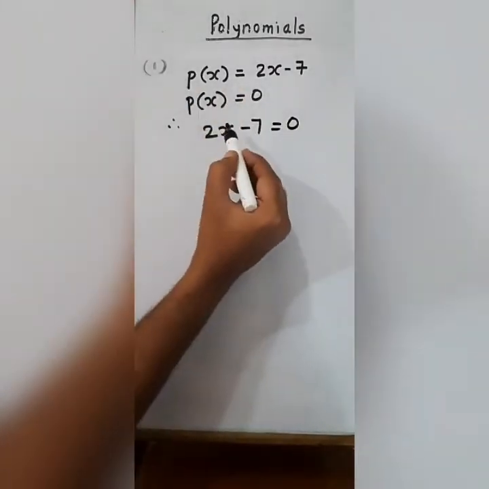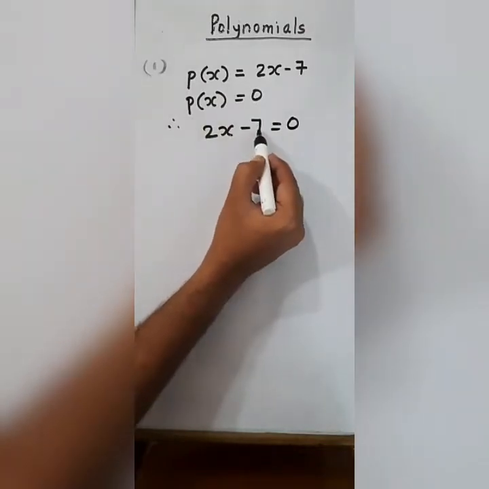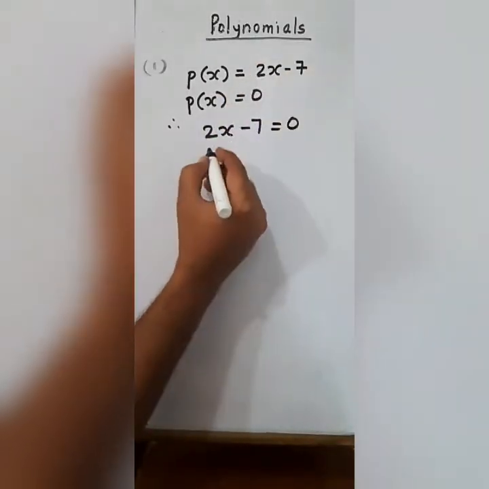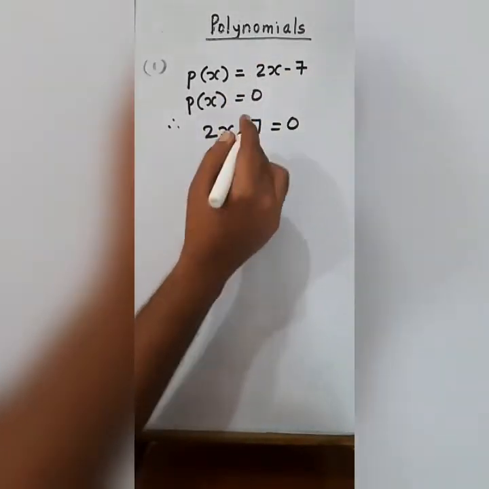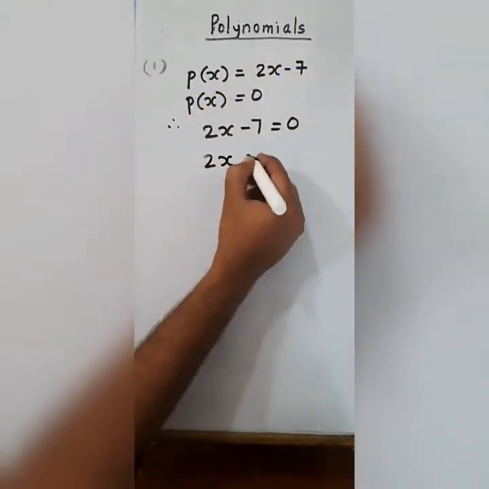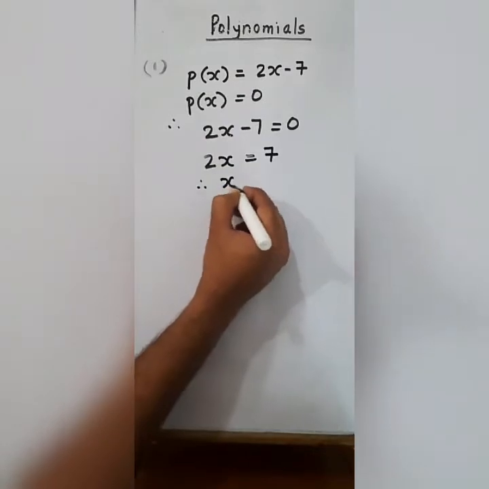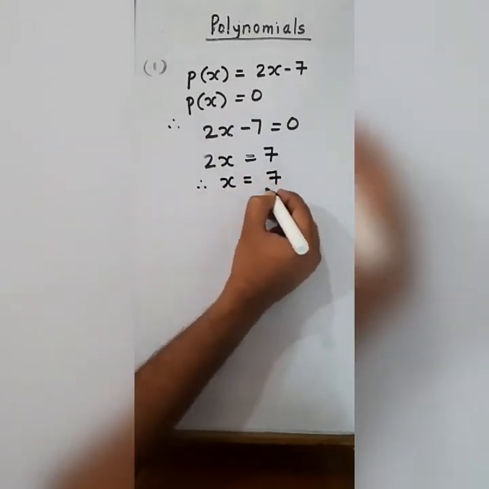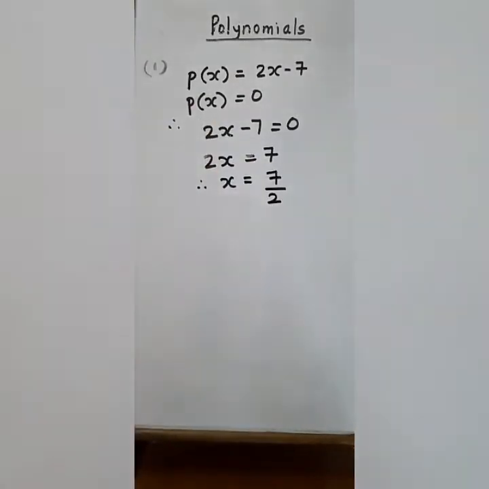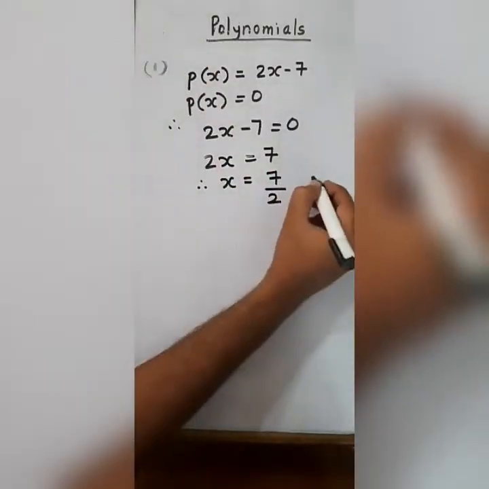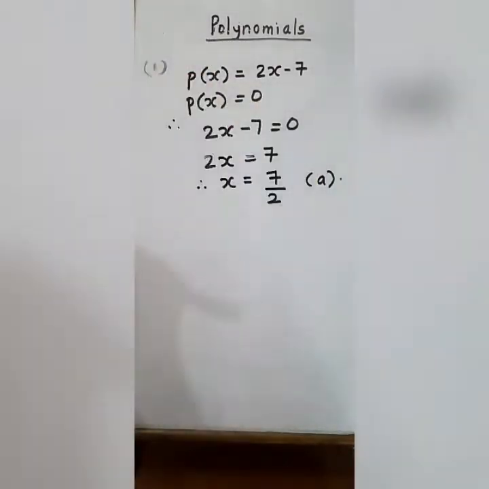Now we have to find the value of x. So all the numbers will be shifting on the other side. So 2x is equal to minus 7, when it shifts on the other side, it becomes plus 7. So therefore this is 2 into x. So x is equal to 7 upon 2. So 7 upon 2 is the zero of the polynomial. So your answer is option A.